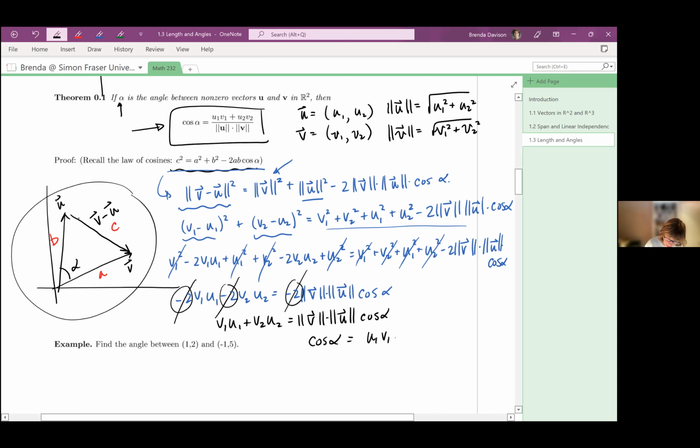u1 v1 plus u2 v2 divided by the norm of u times the norm of v. Okay, there it is. So we're now convinced, I hope, that this is the way that we can calculate the angle between two vectors.